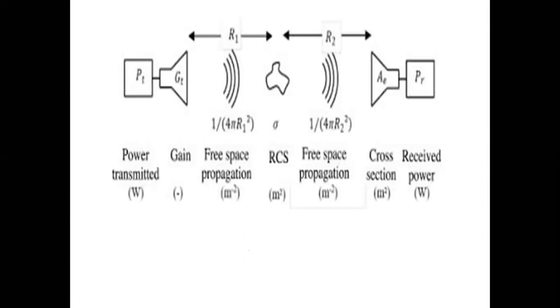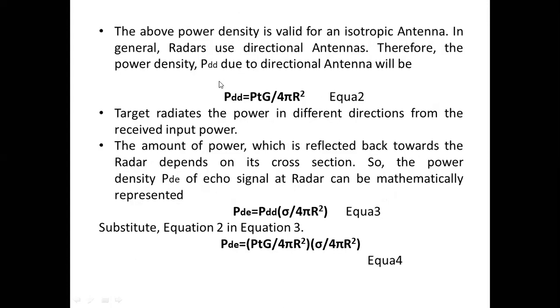See the diagram. Transmitted power, gain of the antenna, free space propagation. It is the product of transmitted power into gain of the antenna by 4 pi R square. Okay, right?